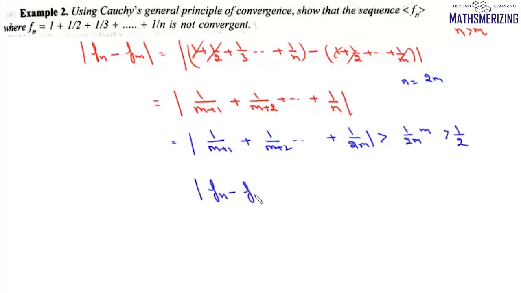So |Fn minus Fm| is greater than 1 by 2. Now this contradicts the condition of Cauchy's criterion. So the sequence is not convergent and it is not a Cauchy sequence.